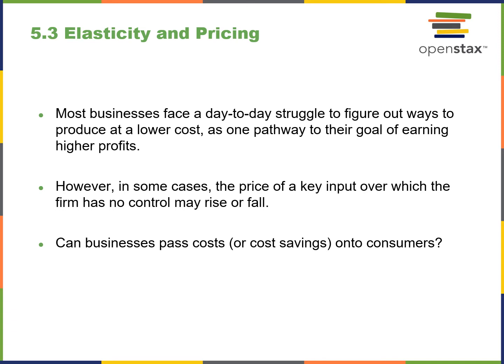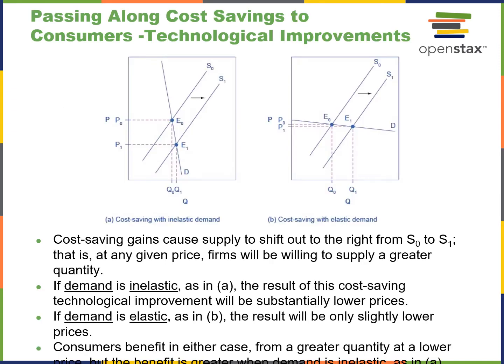Elasticity and pricing. Businesses are always looking for ways to produce things at a lower cost, as one pathway to create a higher margin or higher earning profits. In some cases, the price of a key input over which the firm has no control may rise or fall. And can the business pass cost or cost savings on to customers? These are quandaries that businesses think about on a constant basis.